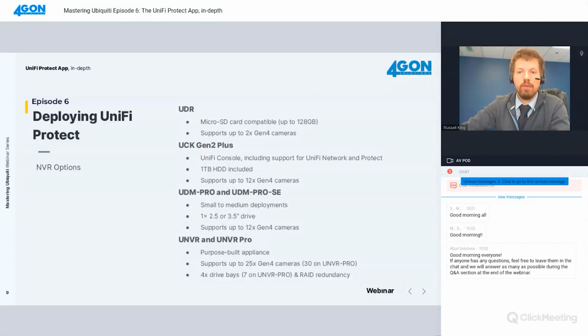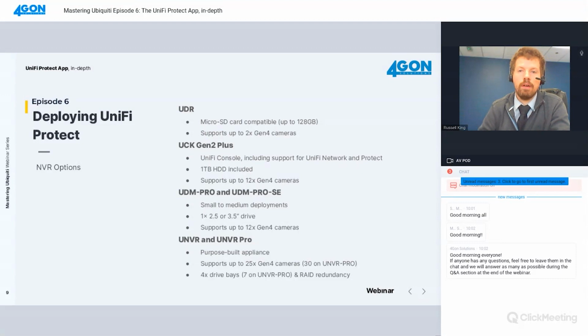The UDM Pro and UDM Pro SE are appliances that have integrated gateways for UniFi Network, and therefore you can use UniFi Protect as an addition to an existing UniFi deployment on them, or start from scratch if you wanted to. They have support for 12 Generation 4 cameras and a single 2.5 or 3.5-inch drive. They are great for small to medium deployments, and the special edition also includes an integrated 128 gigabyte SSD.